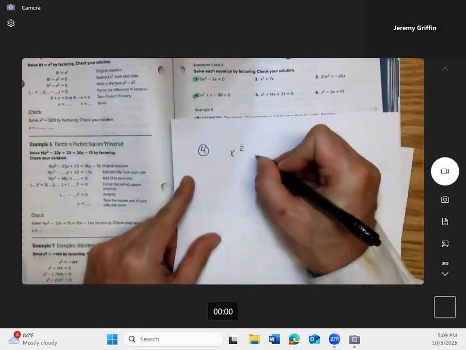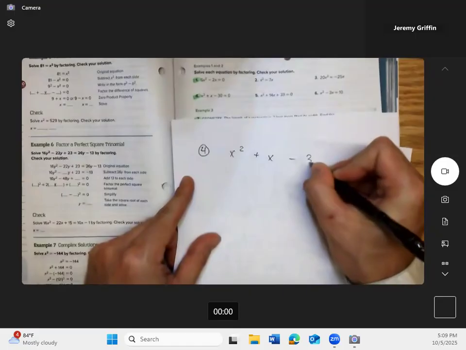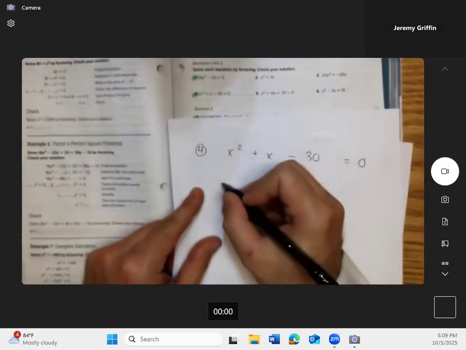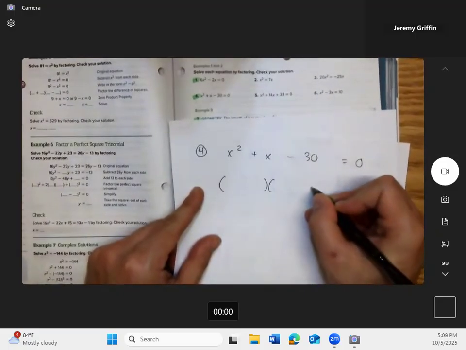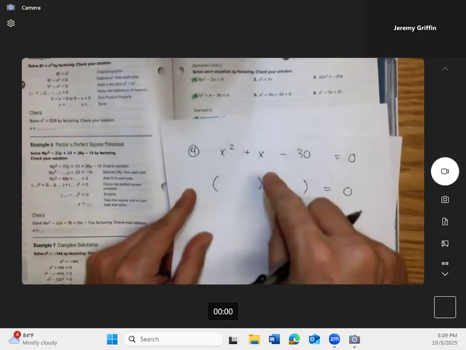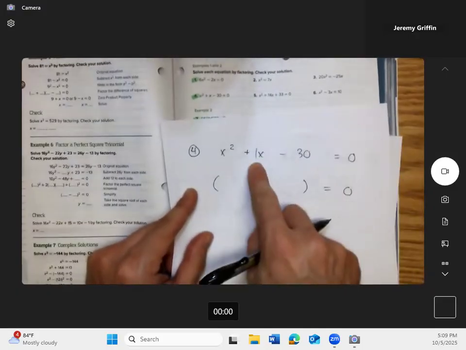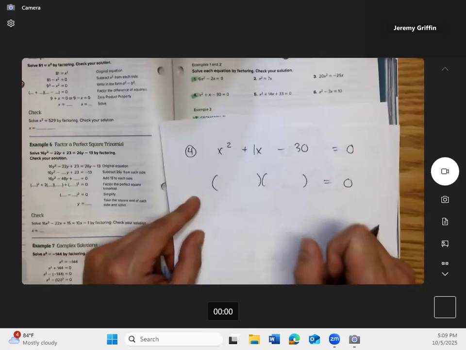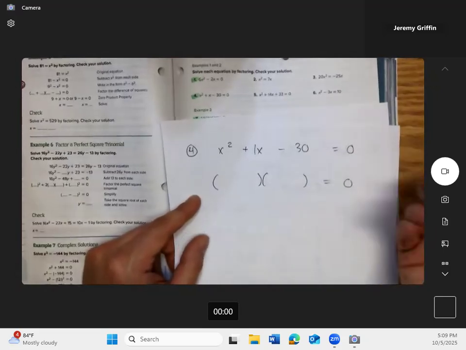X squared plus x minus 30 equals 0. All right, so this looks like straightforward factoring. What are two numbers that add to 1, because there's 1x, but multiply to negative 30? How about 5 and 6? One of them would be negative.